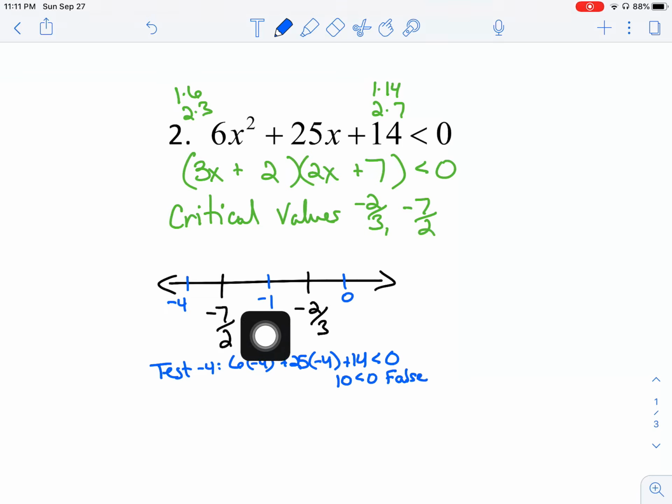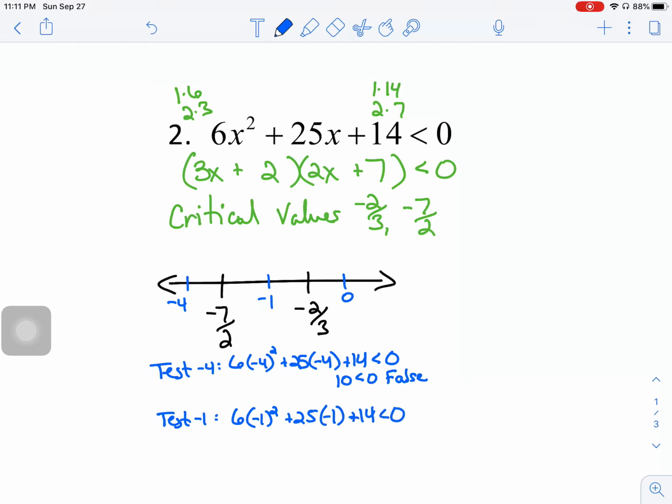So I'm now going to move on to the next one. I'm testing negative 1. Let's see, 6 times negative 1 squared plus 25 times negative 1 plus 14. Again, you do not have to write this out. I just want you to understand what I'm doing when I talk about testing a value. So this whole mess is going in my calculator. Plus 25 times negative 1 plus 14. So this is negative 5.